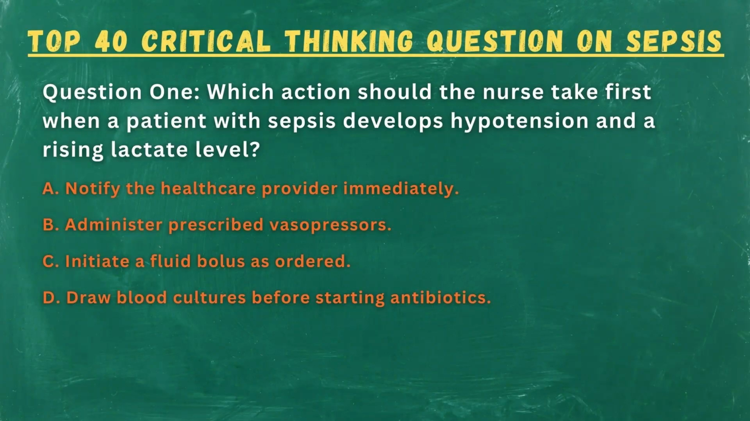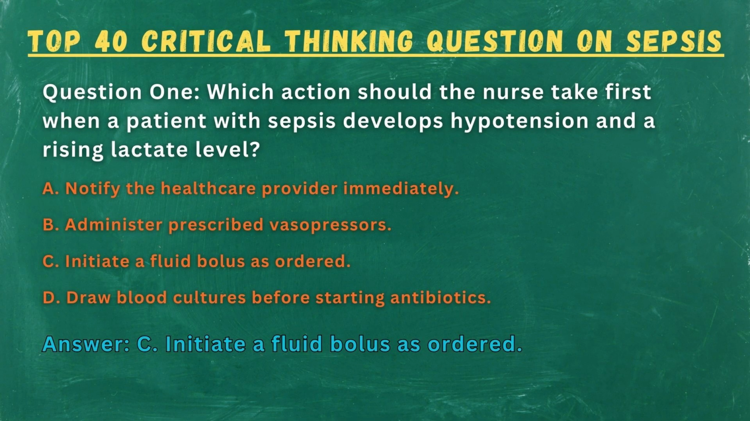Question 1. Which action should the nurse take first when a patient with sepsis develops hypotension and a rising lactate level? A. Notify the healthcare provider immediately. B. Administer prescribed vasopressors. C. Initiate a fluid bolus as ordered. D. Draw blood cultures before starting antibiotics. Answer. C. Initiate a fluid bolus as ordered.